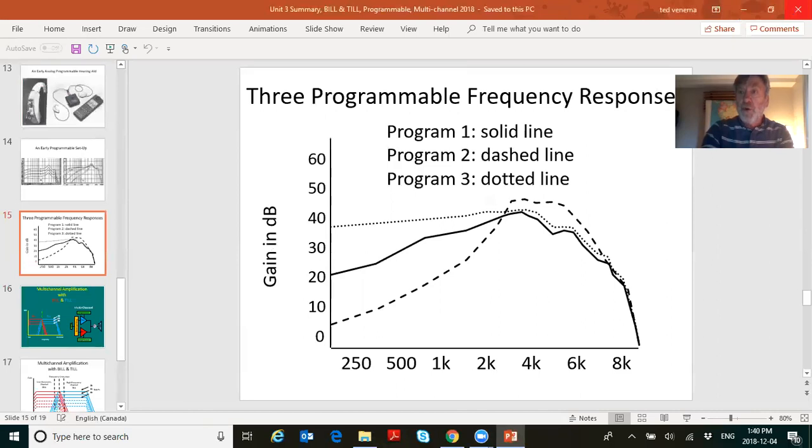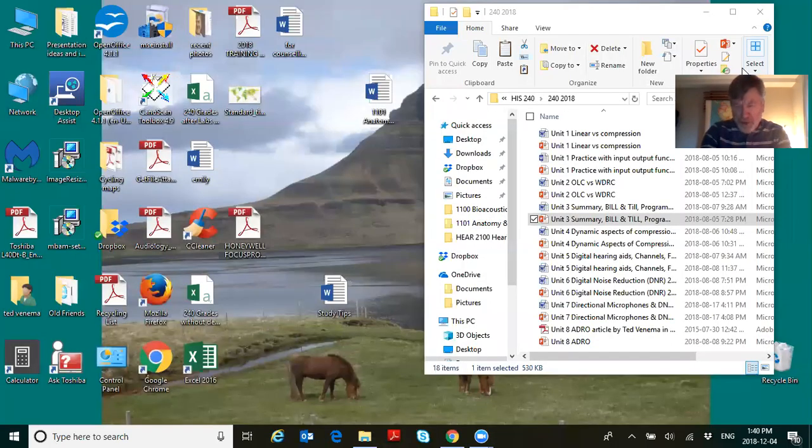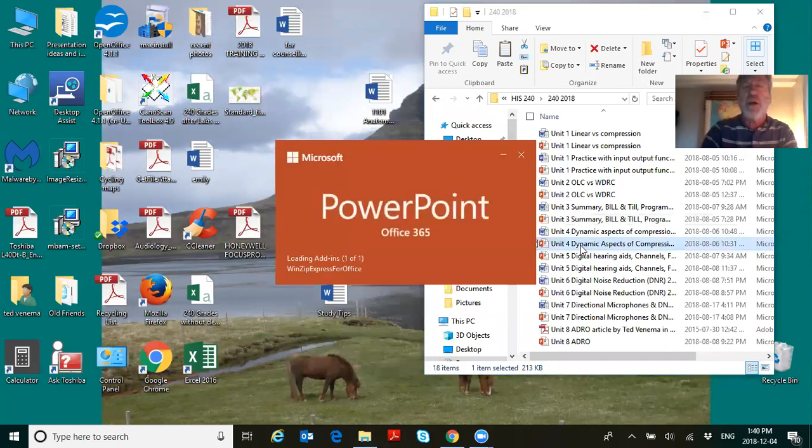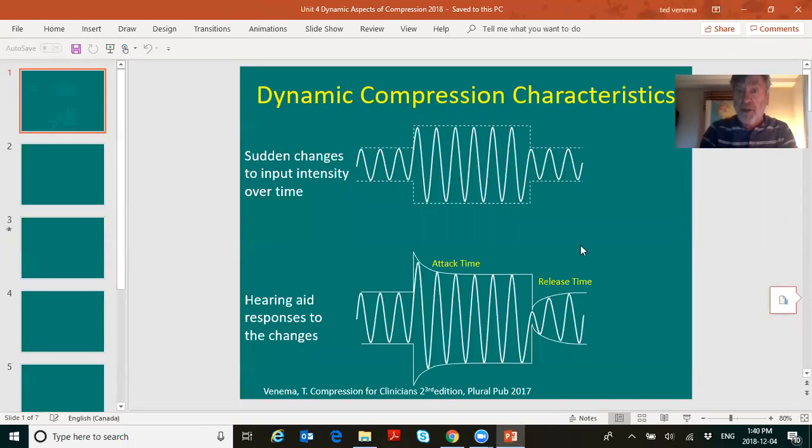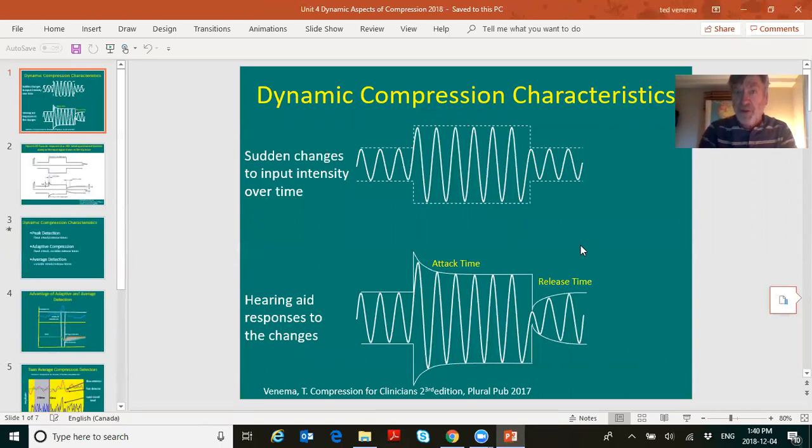So I can even close this, and we'll go to this unit here, and there's maybe 3 or 4 types, let's look at these things. Types of dynamic compression characteristics. There's a few questions on your final regarding this. This is the last unit we did before the midterm. And dynamic aspects just refers to how a hearing aid reacts and how fast a hearing aid goes into compression, attack time, and how fast a hearing aid releases from compression, release times.